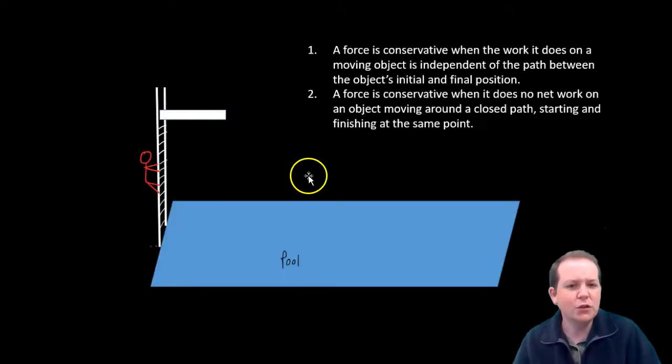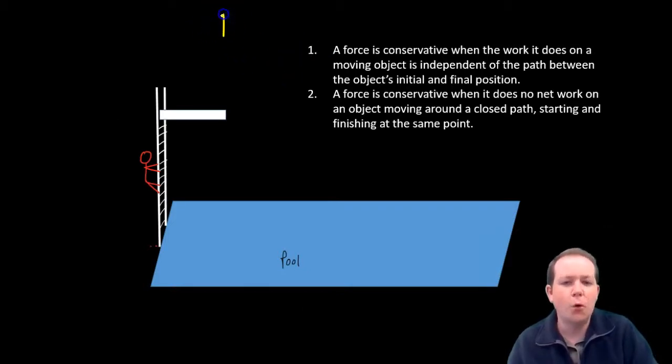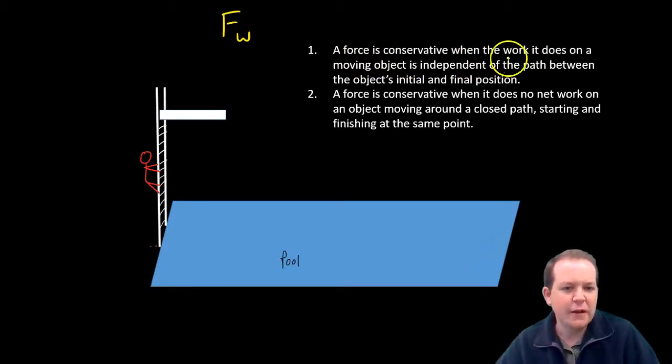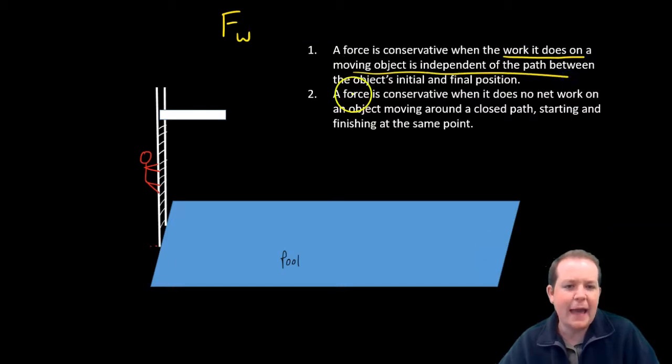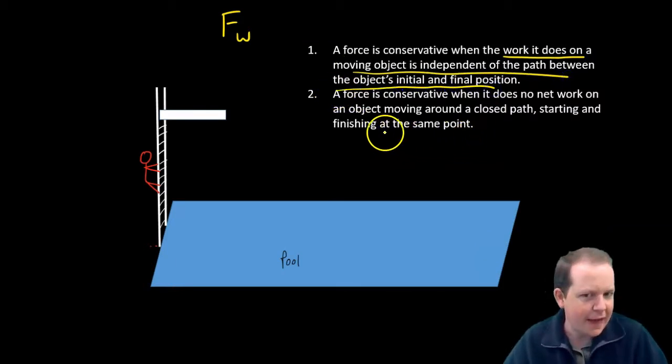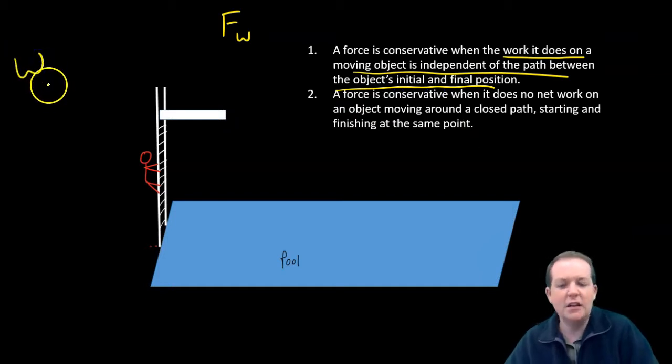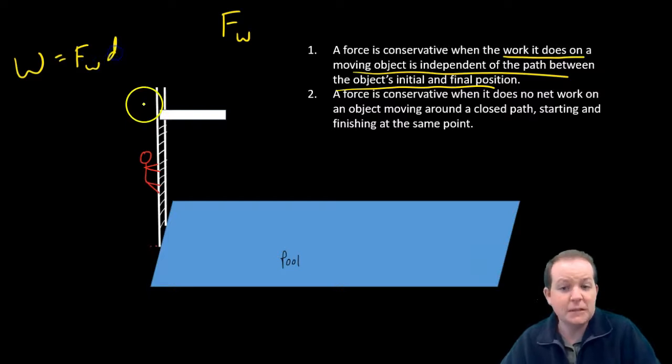Does our official definition still hold true? Let's try it again for this force due to weight. Number one, the force is conservative when the work it does on an object is independent of the path between the object's initial and final position. What do I mean by that? Remember, the work done by the weight is equal to the force times the displacement.